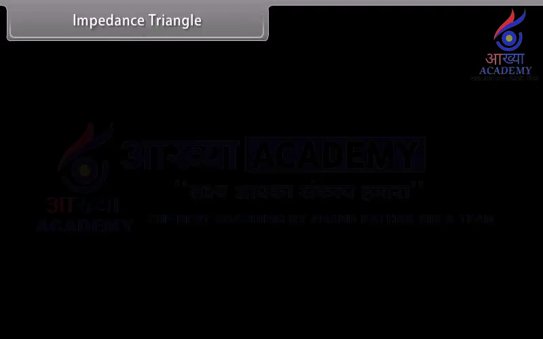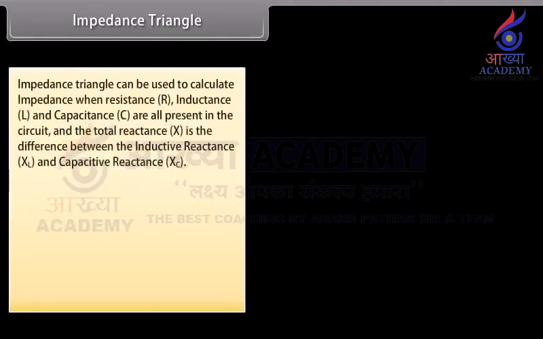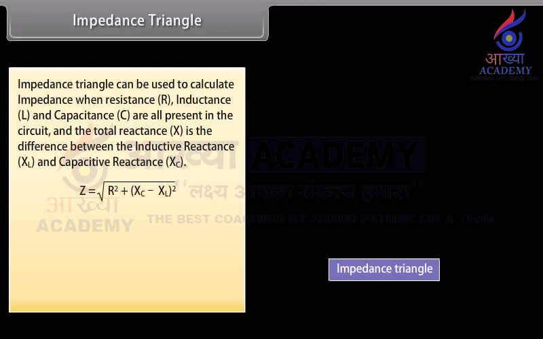Impedance triangle. The impedance triangle can be used to calculate impedance when resistance, inductance, and capacitance all are present in the circuit and the total reactance is the difference between the inductive reactance and capacitive reactance. Z is equal to under root of R square plus XC minus XL square.